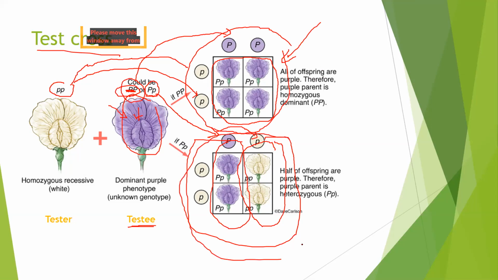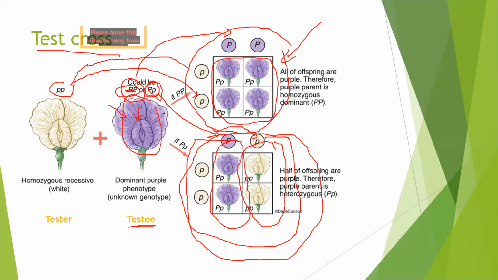If the progeny look like this, so half of the progeny are purple and the other half do not show any color, then we can immediately conclude this testee is carrying a heterozygous genotype, big P and a small p. All right, so this is very important. Please understand this. And in the test, I'm going to give you something like this. You will help me to diagnose the genotypes for any unknown individuals.